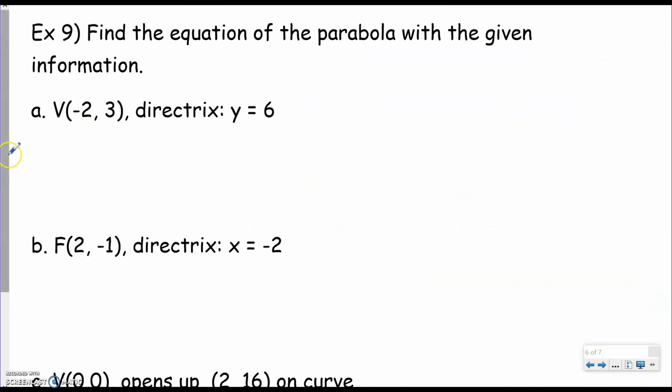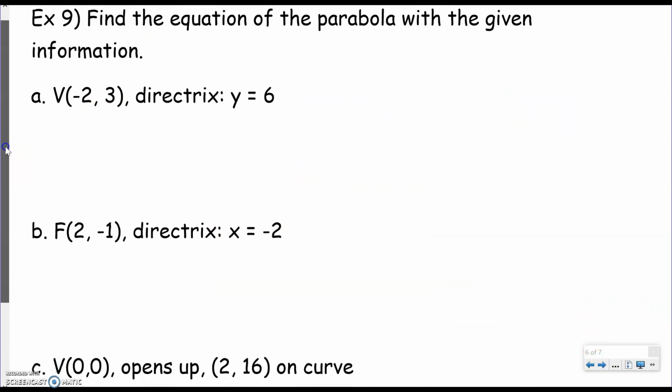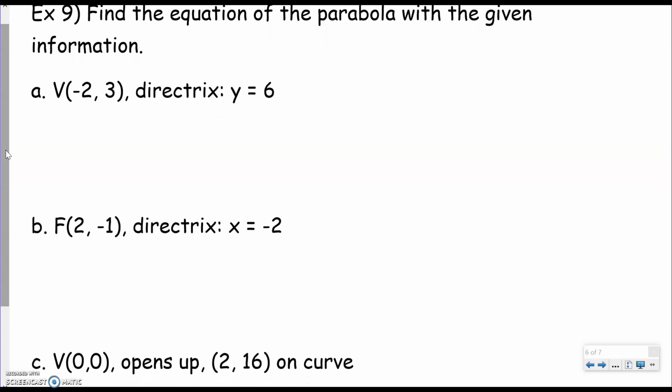Okay, next one. Find the equation with given information. The distance from my vertex to my directrix, because it's my y, is going to be 3 minus 6. So my directrix is going to help me have my P. So my directrix is negative 3, which means my P is negative 3 because my directrix is 3 above. So my focus is going to be 3 below.